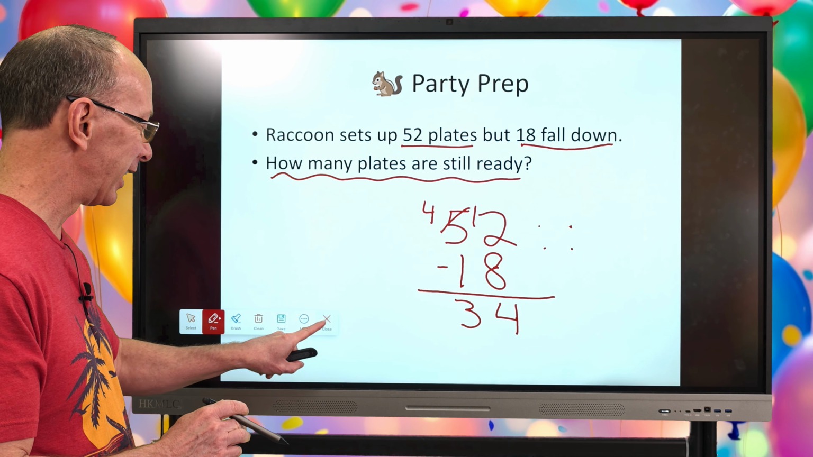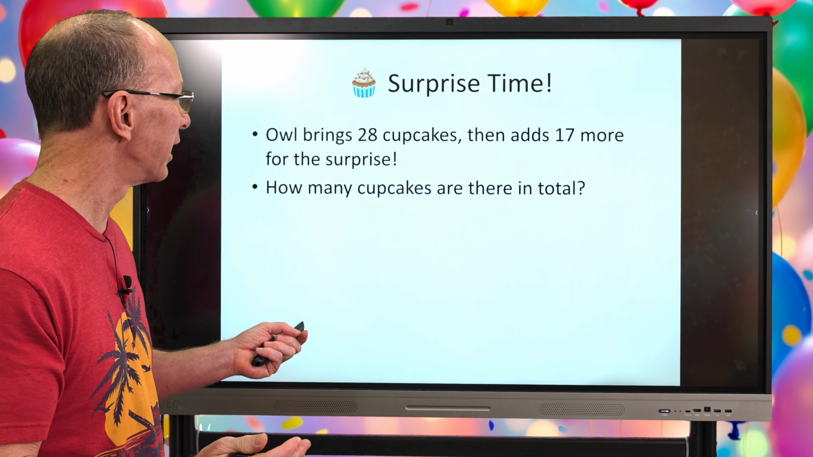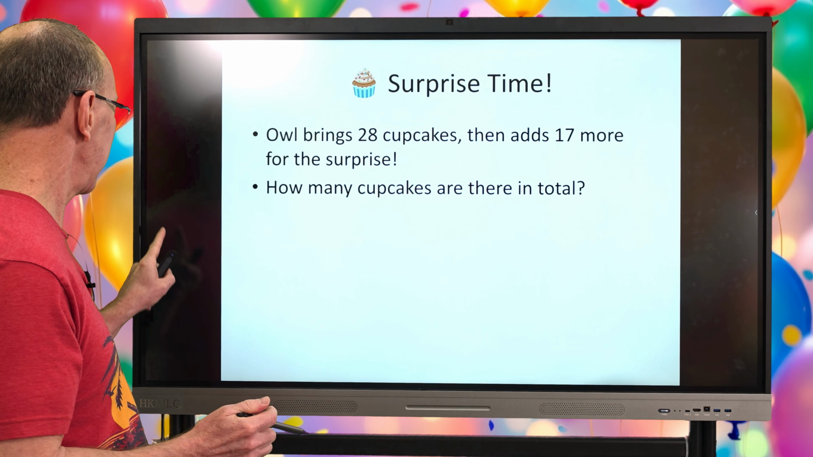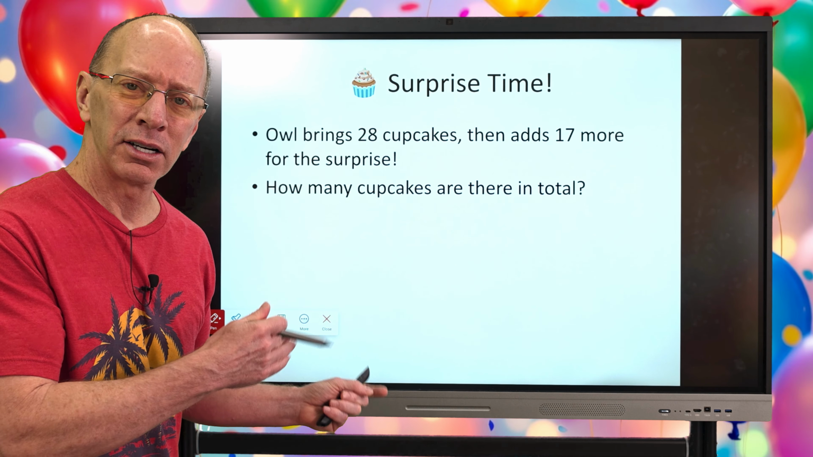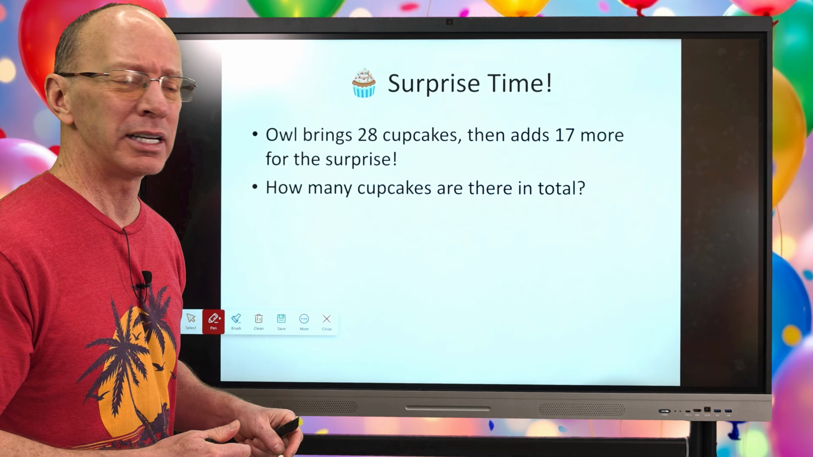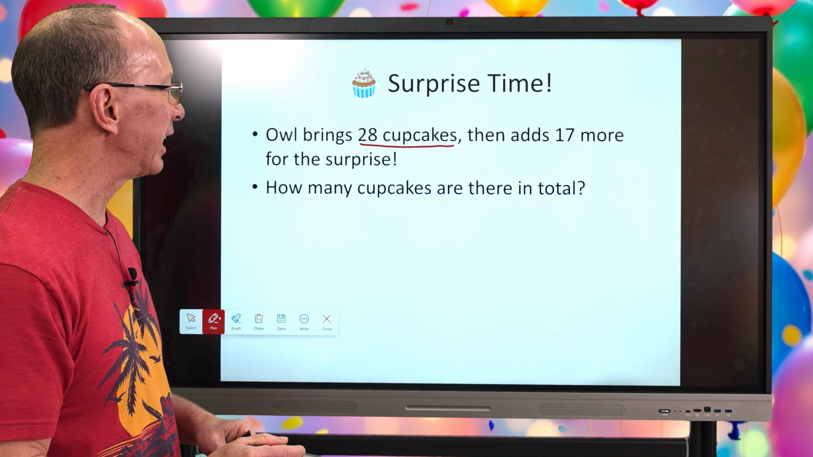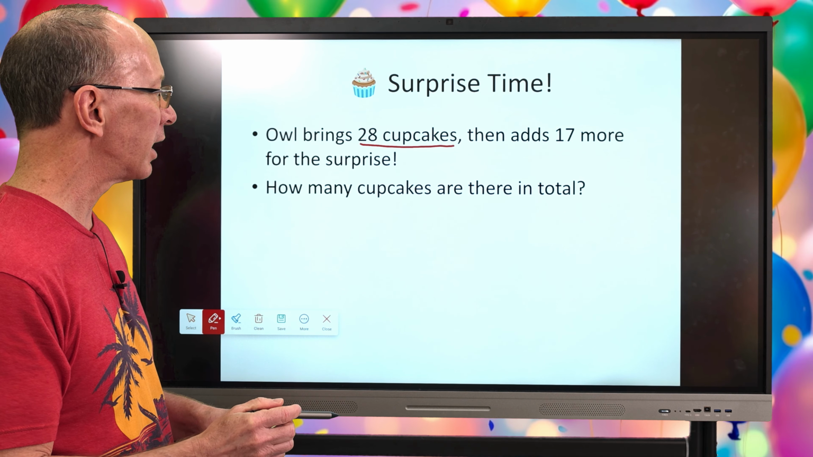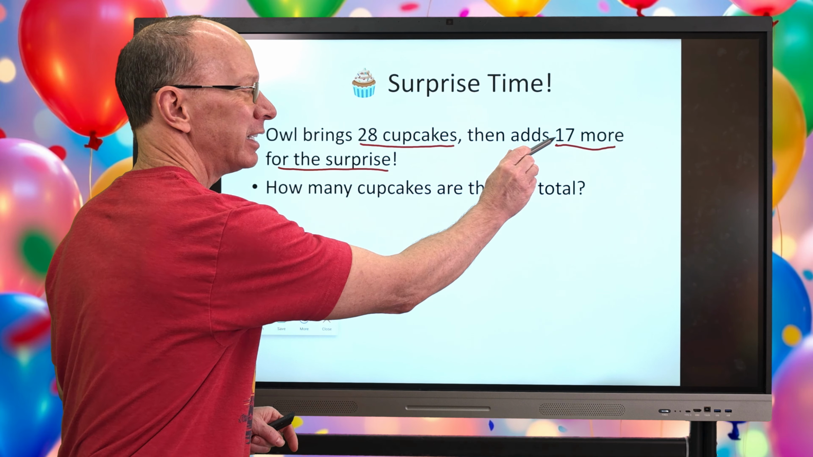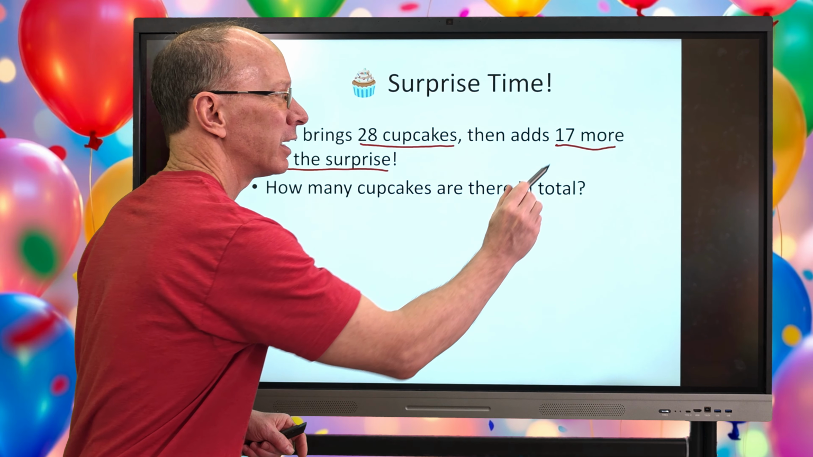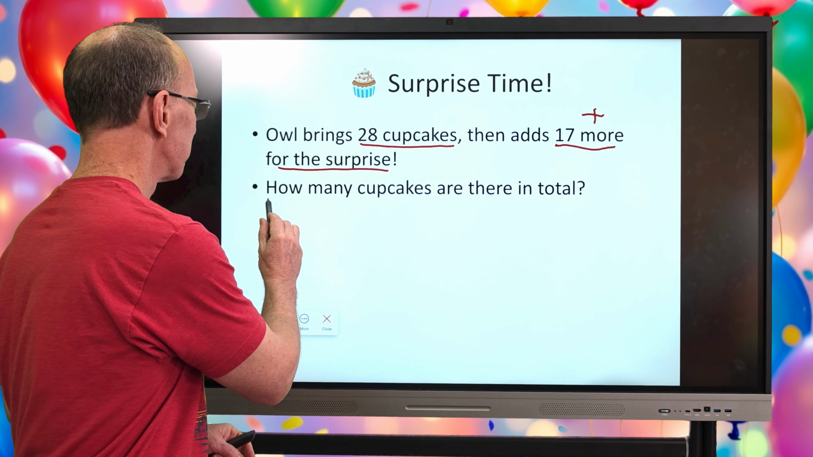All right, let's go ahead on to our next part here. Surprise time. All right. Owl brings 28 cupcakes. Ooh, talking about cookies, and now we're talking about cupcakes. My tummy is getting hungry. So let's go ahead and underline 28 cupcakes. And then he's adding 17 more for the surprise. Ooh, what's going on here? 17 more. Again, when I see that word more, I'm thinking it might be addition. How many cupcakes are there in total?